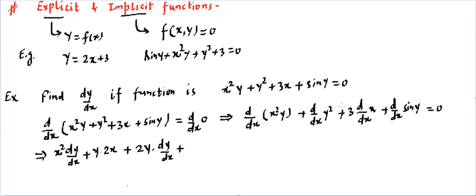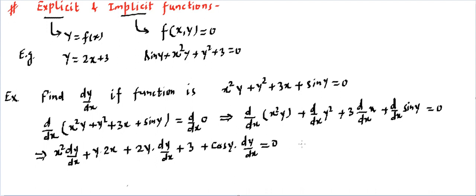Plus this is dx upon dx, and dx upon dx is 1, so that will leave 3, plus, first you will differentiate this sine, which gets converted into cos, so that will be cos y, and then this y will be a different function, so dy upon dx has to be multiplied. Basically, whenever we are differentiating y, then after differentiation we need to multiply with dy upon dx. This has to be equal to 0.